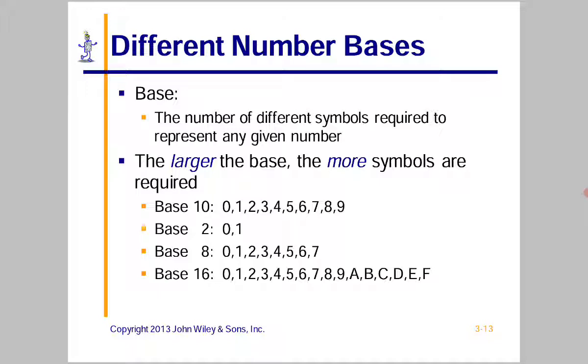The larger the base, the more symbols are required. For example, base 10 or index 10 means 10 digits, 0 to 9. Base 2 uses only 2 digits, and base 8, octal, uses only 8 digits, that is 0 to 7. Base 16 means a total of 16 digits, 0 to 9 and capital A, B, C, D, E, F.